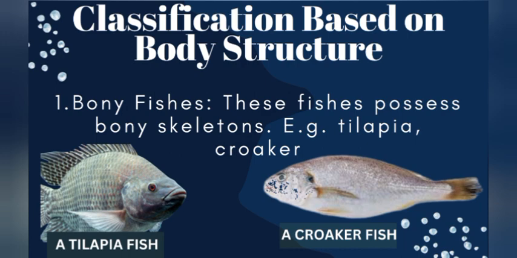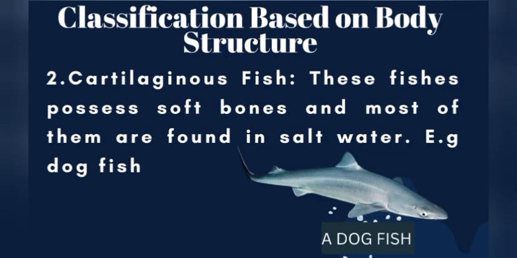Some of these bony fishes are usually freshwater fishes, that live inside freshwater bodies like streams, lakes and even ponds. These are the areas where you can find bony fish. Number two, cartilaginous fish. These fishes possess soft bone, and most of these fishes are found in salt water.